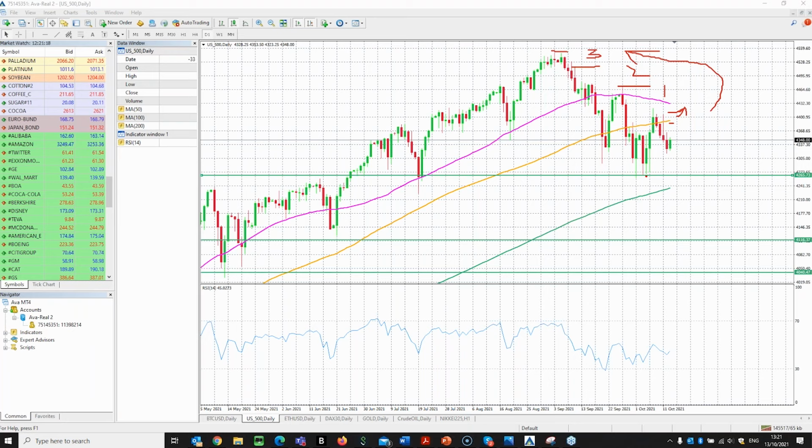However, something which is very much concerning me for the last few days is the slope of this 50-day simple moving average, which has started to come to the downside. There is a possibility that this 50-day simple moving average may actually cross below the 100-day simple moving average. And if it happens, that would be very, very bearish.